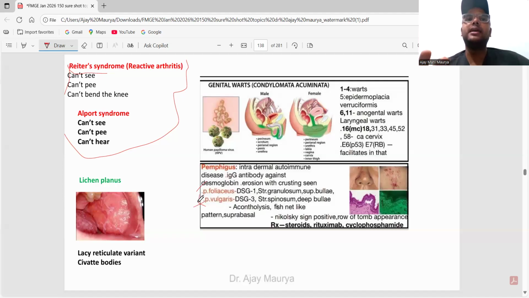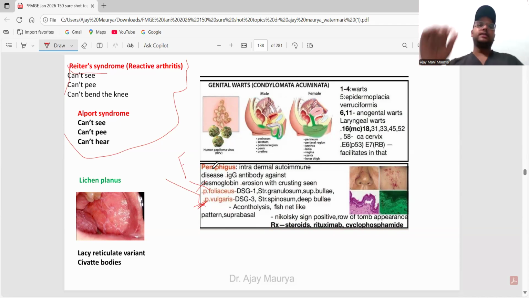Tell me, pemphigus vulgaris involves what? Desmoglein 3. They will give a history that there are oral mucosal lesions associated with pemphigus vulgaris, and if they don't mention oral lesions, then you have to mark pemphigus foliaceus. It is DSC1. Remember, foliaceus, F means first, so DSC1. Okay, done.